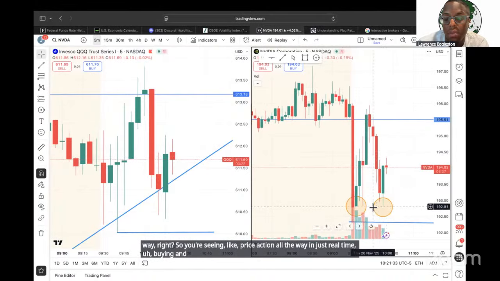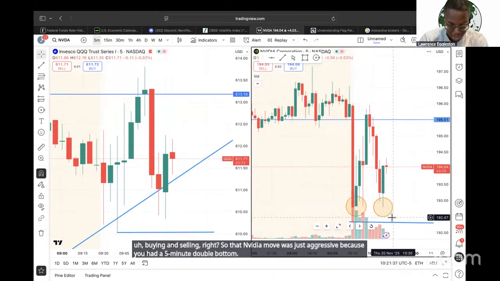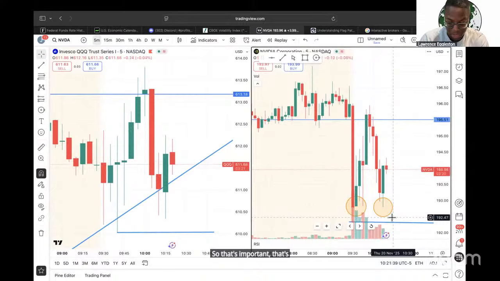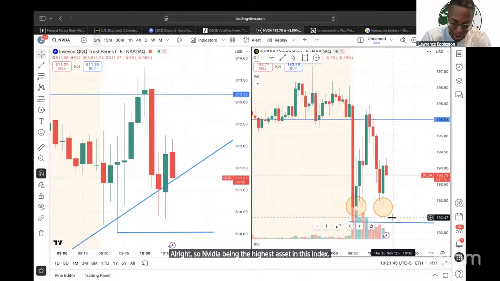So that Nvidia move was just aggressive because you had a 5-minute double bottom. That's important. That's what broke up the selling, right? So Nvidia being the highest weighted asset in this index ultimately determines the direction of the whole market. All right. Watch Microsoft underneath 490.